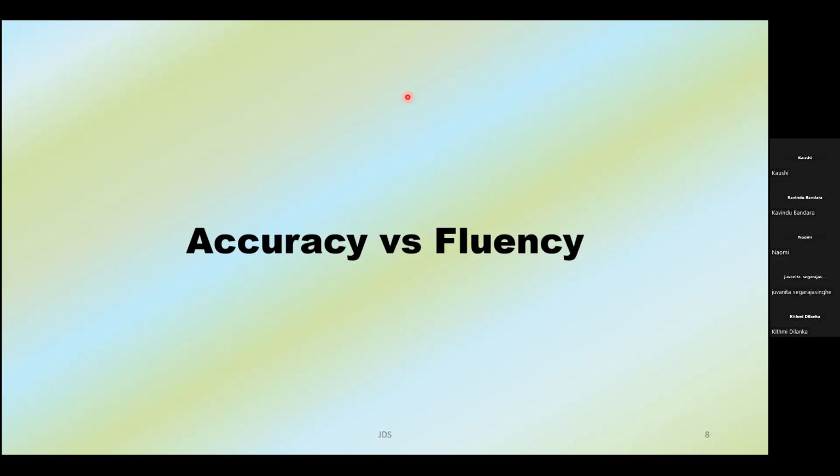Accuracy and fluency go hand in hand because it has to be to some extent accurate. The sentence, the utterance has to be to some extent correct so that somebody would understand what you say, so that fluency can be maintained.